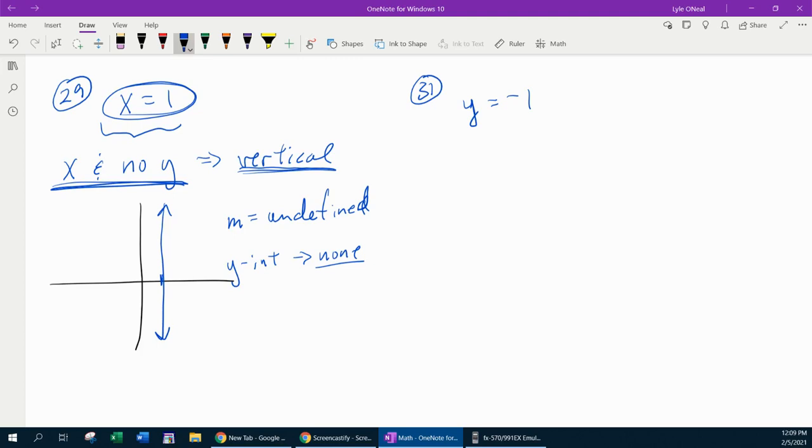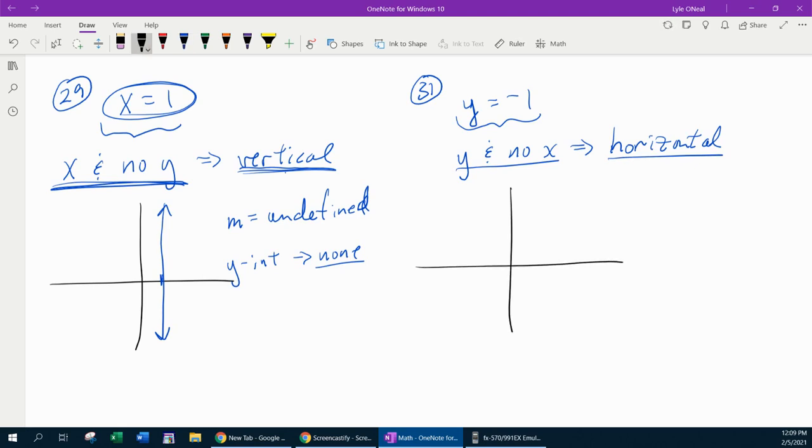And number 31, here we have y and no x. So, looking back at 29, if x and no y is vertical, what do you think y and no x is? Yeah, it's horizontal. So, these are the two special cases you're going to need to remember, okay? X and no y is vertical. Y and no x, horizontal. And so to graph that, again, this is going to be super easy. All you need to do is go to where y is. Here it says y is at negative 1. And you make a horizontal line.